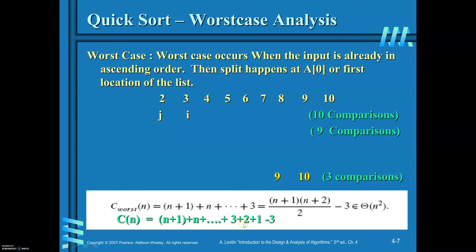This can be rewritten as 3 plus 2 plus 1 minus 3. So this is the sum of natural numbers up to n plus 1 terms. So n plus 1 into n plus 2 divided by 2 minus 3, this belongs to theta of n square.